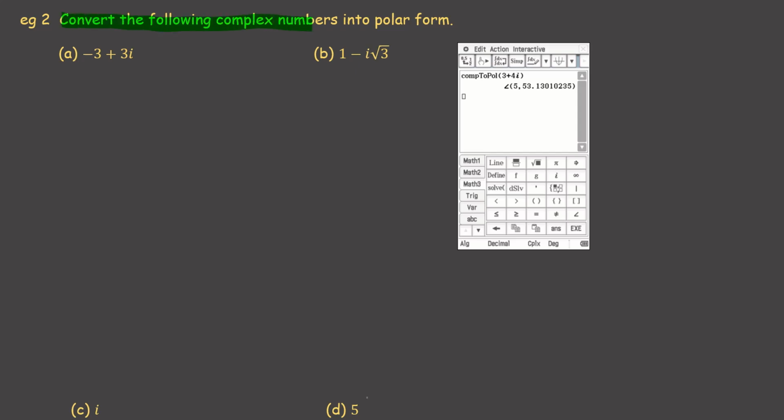Convert the following complex numbers into polar form. So we're starting with -3 plus 3i. And when you're doing it in this direction, I always suggest that you sketch where the thing is. And the reason for that is if you think about the quadrants, A, S, T, C.